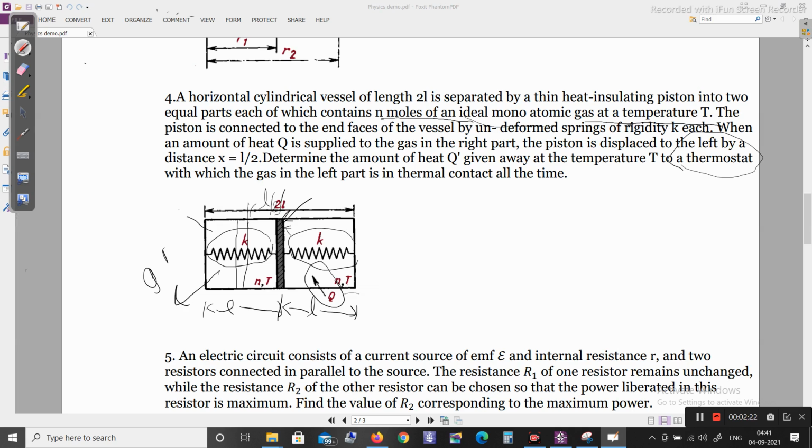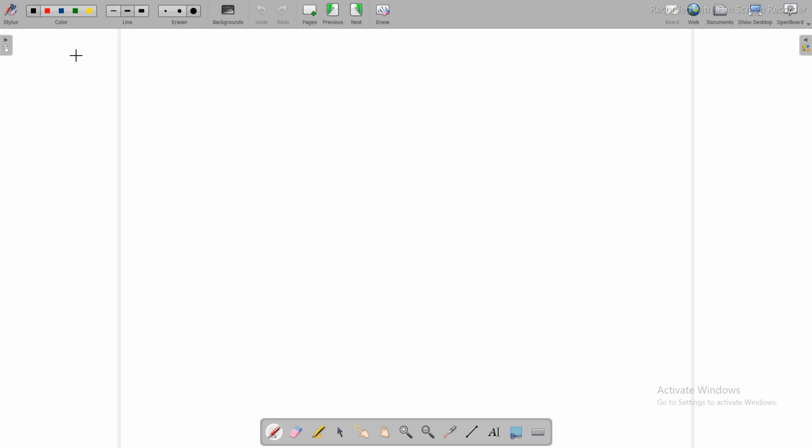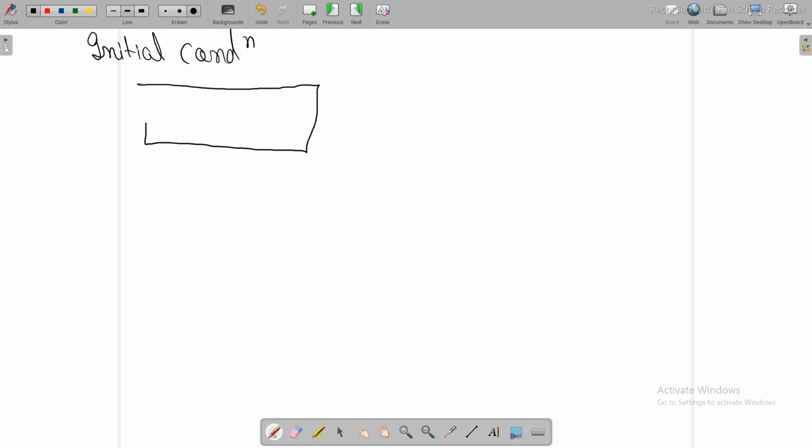Now what I am trying to say is that in the initial condition, the piston is in the middle of the vessel, and there will be n moles of monoatomic gas at temperature T. Therefore the pressure on both sides of the piston, left and right, will be equal to P naught, and the volume is also equal.